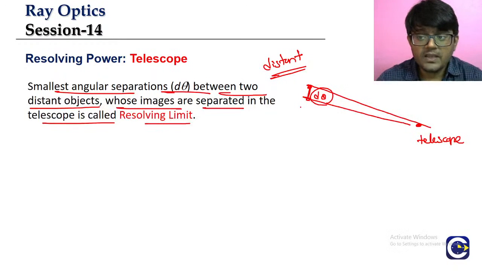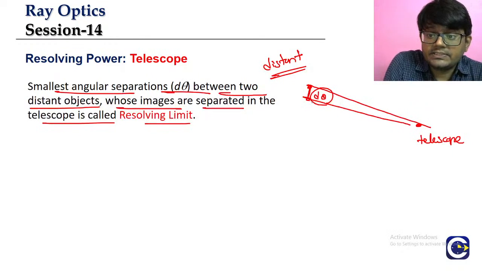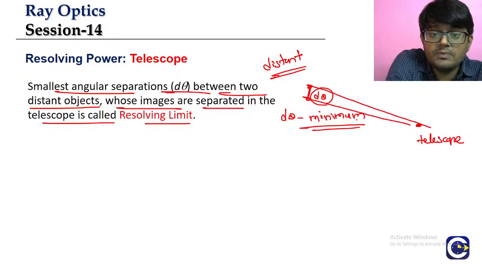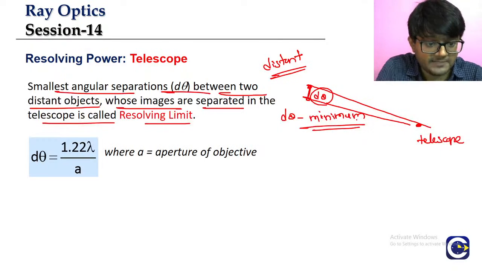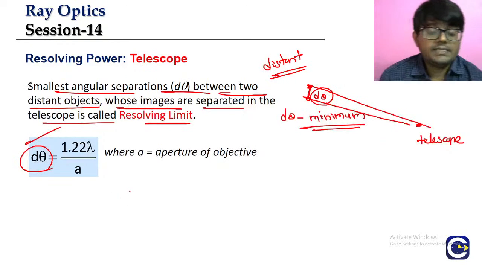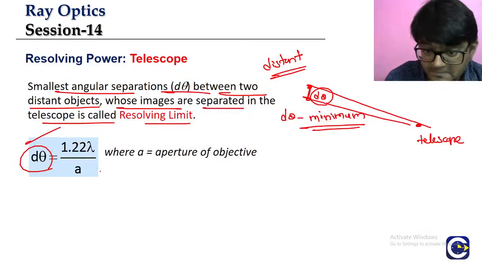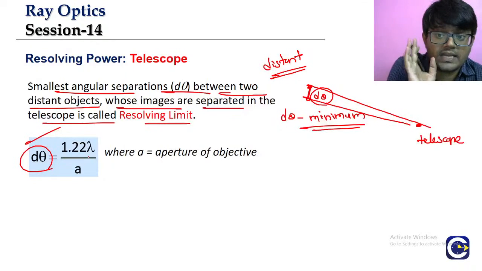And obviously, if you want to have a better telescope, what is it that we want to achieve? We want to make sure that this d theta is as minimum as possible, correct? We want to achieve the resolving limit to be as minimum as possible. And the resolving limit, d theta, for the telescope is 1.22 lambda by a. Again, we will get more clarity about this when we go to wave optics, but here we look at it like a result.